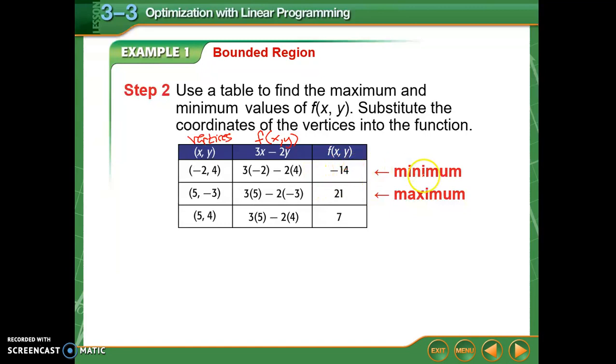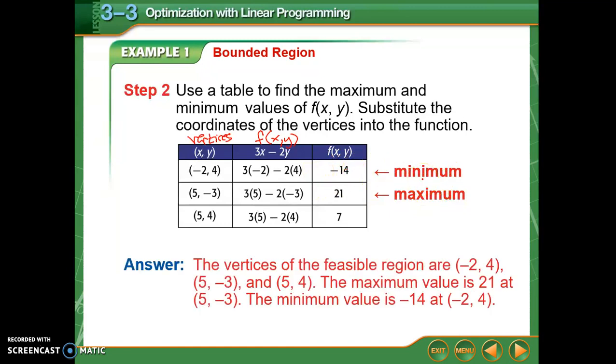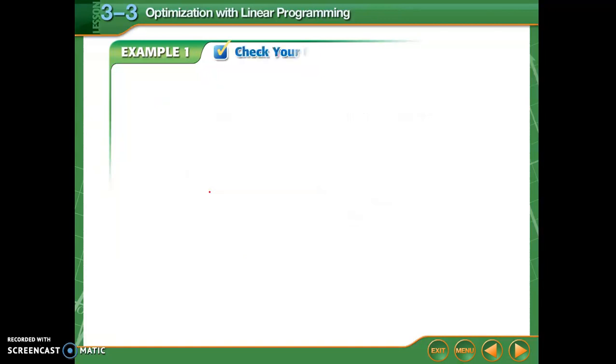The smallest of those values has to be the minimum value of the region, and the largest has to be the maximum value. So the maximum value here is 21, and that happens at the vertex 5, negative 3. The minimum value is negative 14, and that happens at the vertex negative 2, 4.